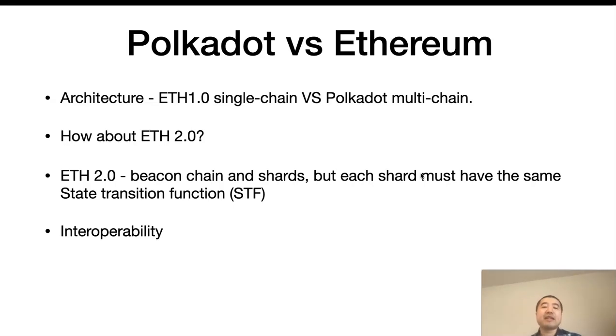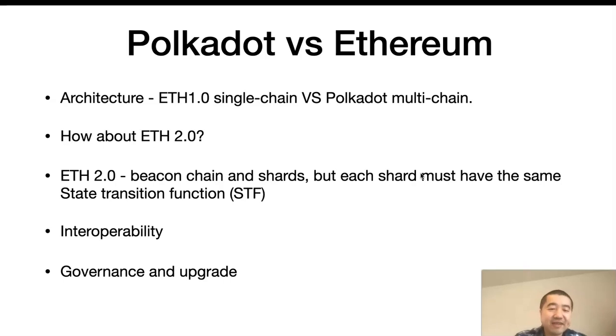Interoperability. Interoperability is basically the unique feature of Polkadot. All the multiple chains in Polkadot can still talk to each other. They can still communicate with each other. That's different from some other single chains, right? Those single chains are just like separate islands and they cannot talk to others. Of course, you can build a bridge, but there would be security issues there as well. So that's another topic.